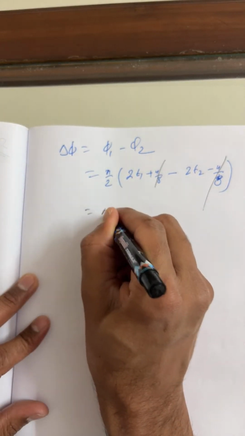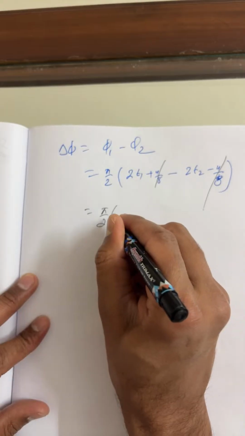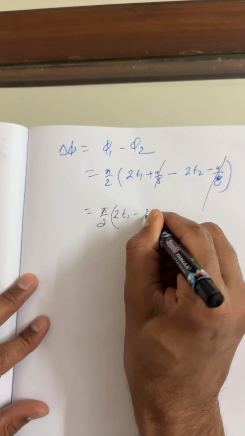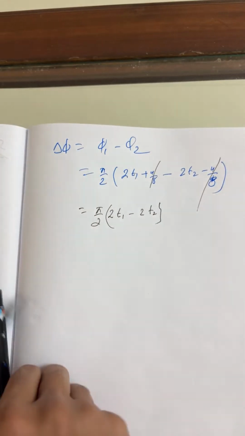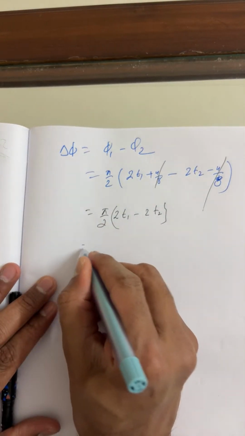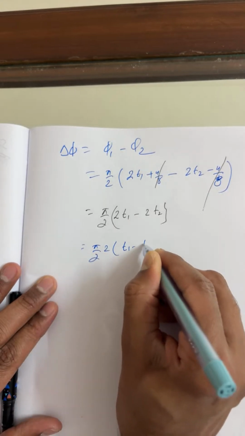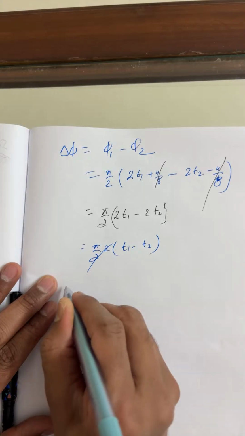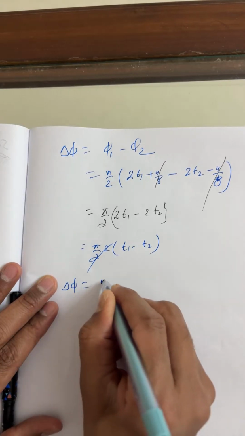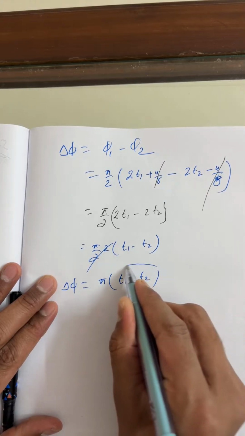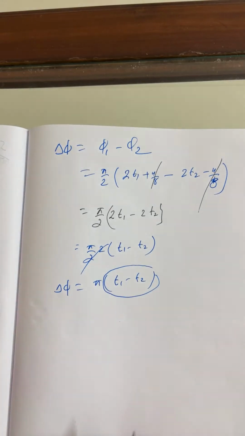So you can write pi by 2, take 2 common: 2 t1 minus 2 t2. This is pi by 2 times 2 times (t1 minus t2). Cancel here. So delta phi is pi times (t1 minus t2). This is mentioned here: 0.4 seconds.